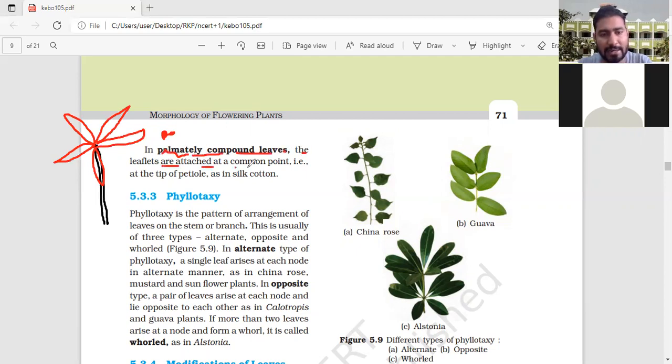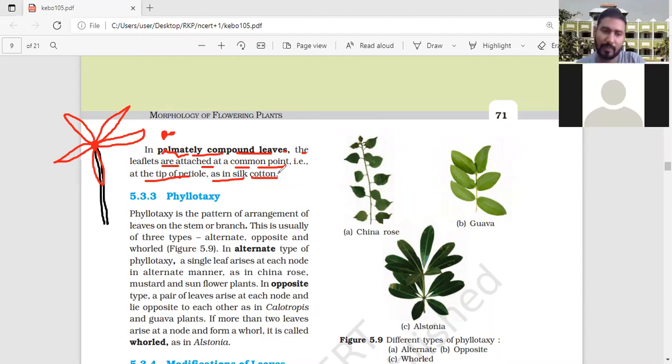The leaflets are attached at a common point, at the tip of the petiole, as in silk cotton. It is found in silk cotton. Is it clear? You have to learn. The example should be clear: silk cotton is the example of the palmate type, and the pinnately compound leaf example is Azadirachta indica, that is the neem. Is it fine?